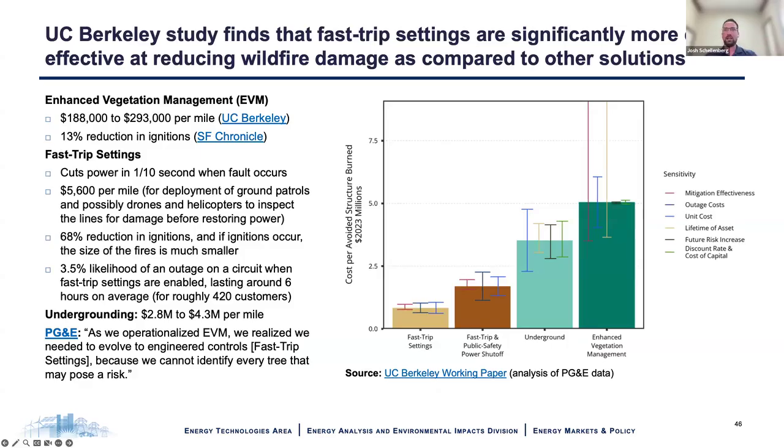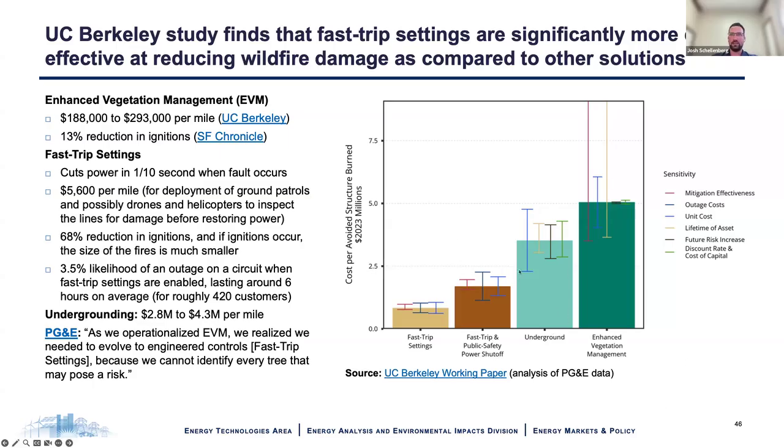And then finally, I do want to point out this Berkeley Lab working paper, which really highlights the value of certain operational changes, including these fast trip settings and public safety power shutoff. These are investments that actually cause more power outages as the result of wildfire risk, but the analysis shows that it's highly cost effective in terms of the avoided structures burned.